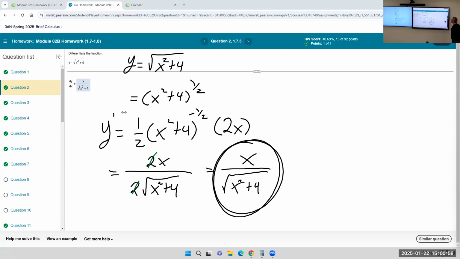Multiply it, right? But we will see we'll have to do chain rule with product rule and quotient rule in these problems. Okay, we'll have to do all of them in this homework.